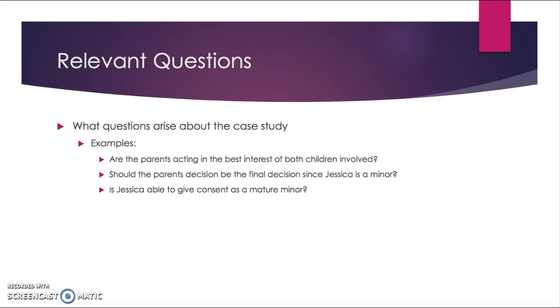The relevant questions that need to be addressed, these are the questions that you find within the case that are of some importance that you're going to talk about when you analyze the case study. And so I found 3 in this particular one, and you may find others, but these are the 3 that for this case study I would consider to be the concerns, and that is, are the parents acting in the best interests of both the children involved, and should the parents' decision be the final decision since Jessica is a minor? And then, of course, the third is, is Jessica able to give consent as a mature minor?